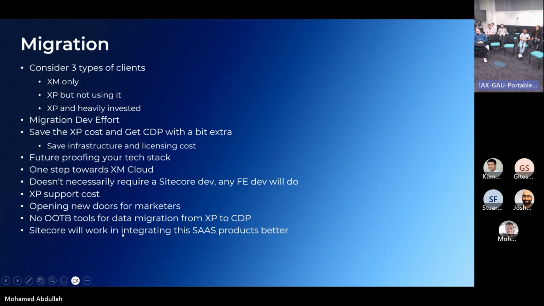Sitecore will work on integrating the SaaS products better. As you saw, there is one connector with Lucent, and that's just one of them. But Sitecore in the future will create a lot of those connectors and make sure all of the products are connected properly to each other. So it's definitely the way to go.